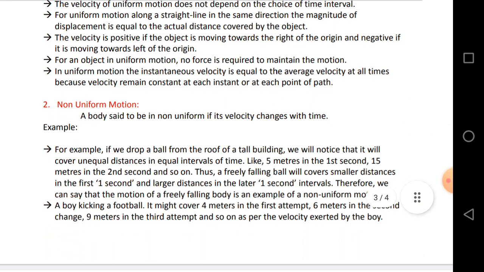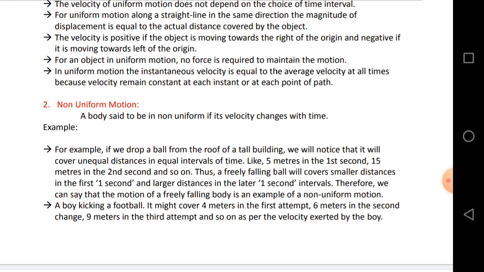See, for example, if we drop a ball from the roof of a tall building, that means the ball will fall freely from top to ground. We'll notice that in the first second the ball will cover 5 meters, and then in the second second it will cover 15 meters, and it will increase so on in the next seconds. That means it is not covering equal distance in equal time interval. So the freely falling object is an example of non-uniform motion.